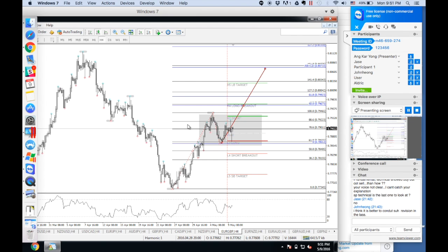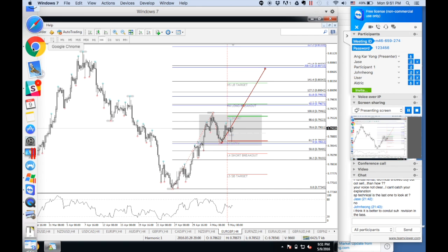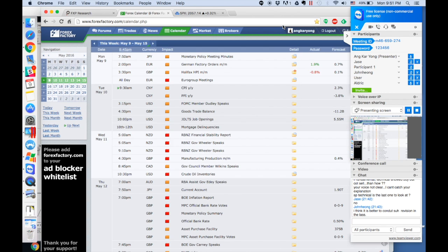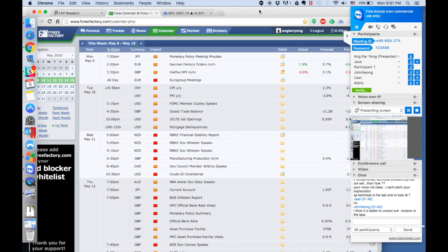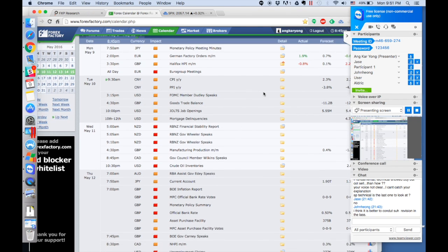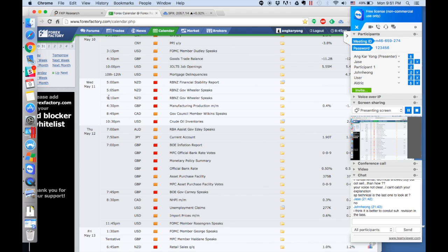To do that, we need to check our calendar. If you check your Forex Factory calendar for this week, you want to check what are some of the potential catalysts that are going to drive your euro pound trade. You want to look out for risk event news related to euro and news related to pound. You have one pound news, which is the manufacturing production coming out on Wednesday. This can potentially be one of your fuels for that trade.